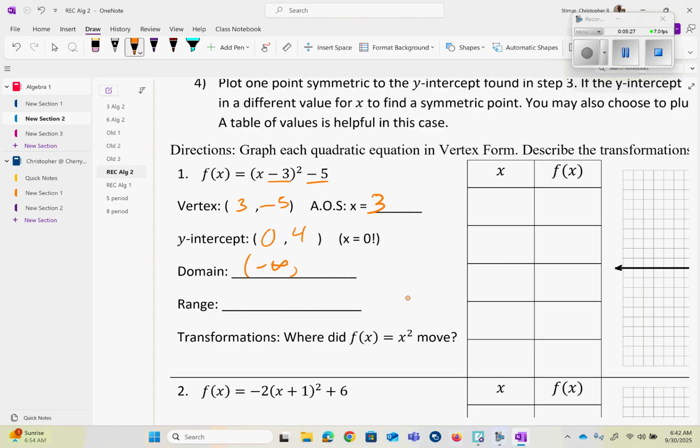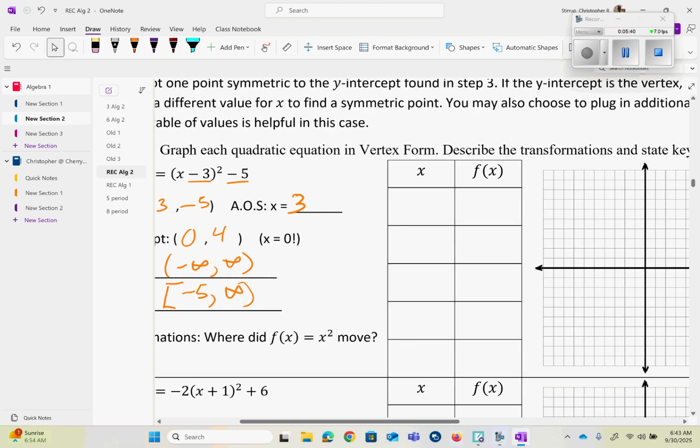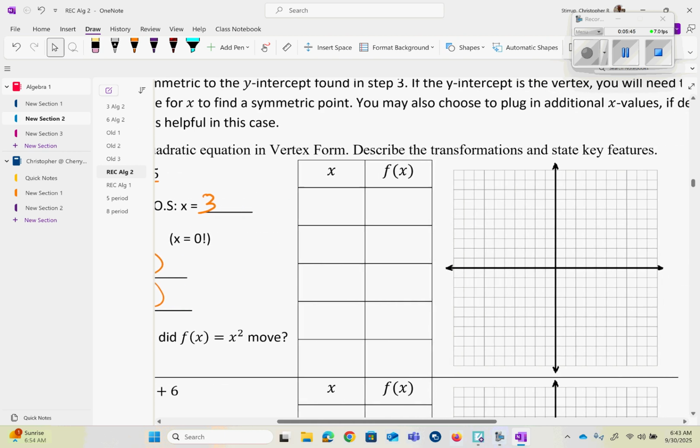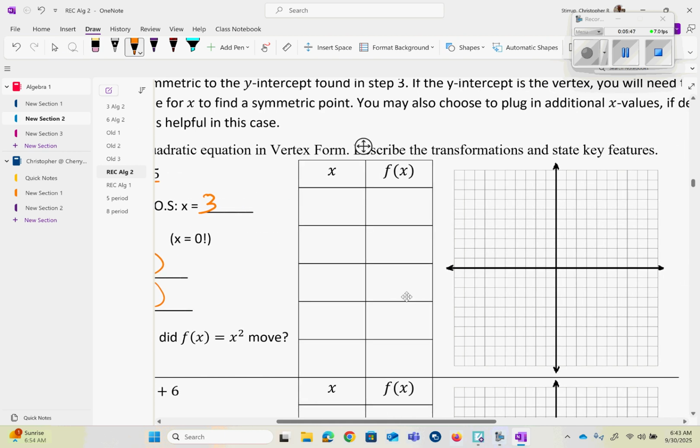The domain is still going to be negative to positive infinity. This opens up. So the range is going to be the y component of the vertex to infinity. And transformations, it did some stuff. We're not going to really worry about filling out the graph because we can just pattern graph based on this. So 3, -5. 1, 2, 3, down 5.